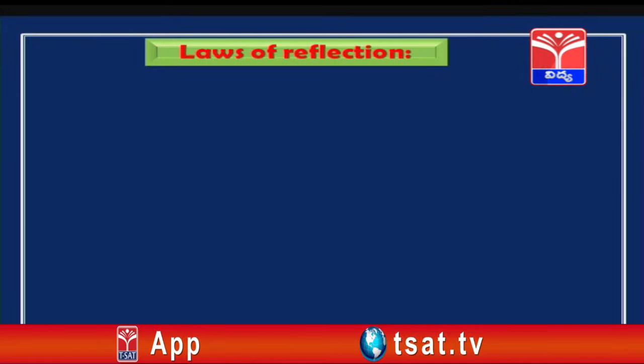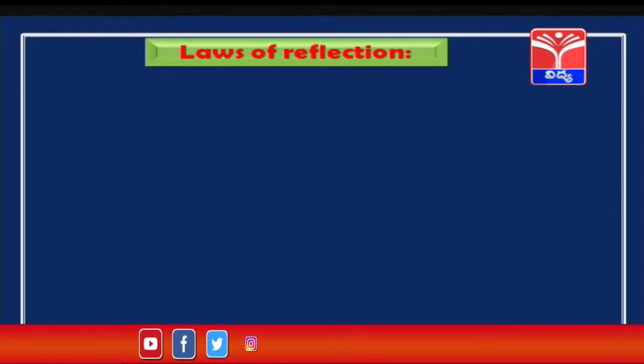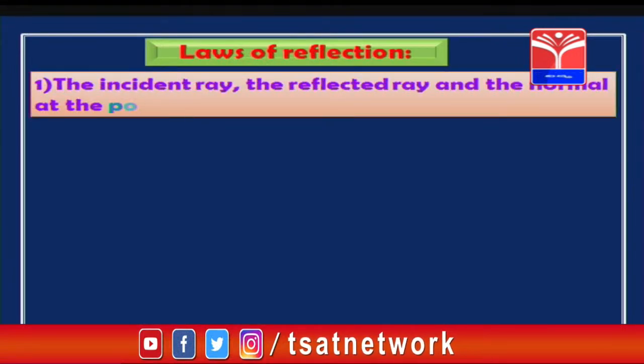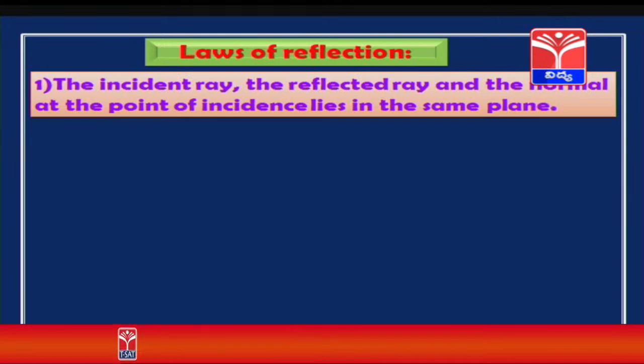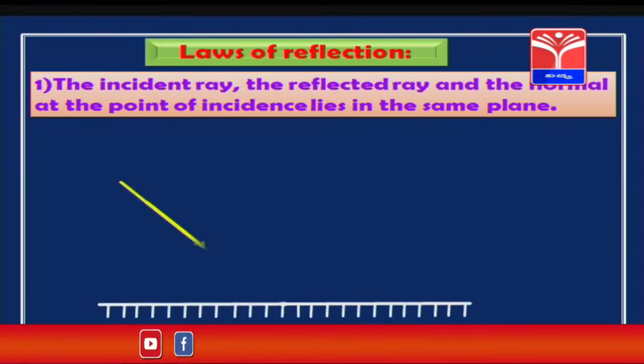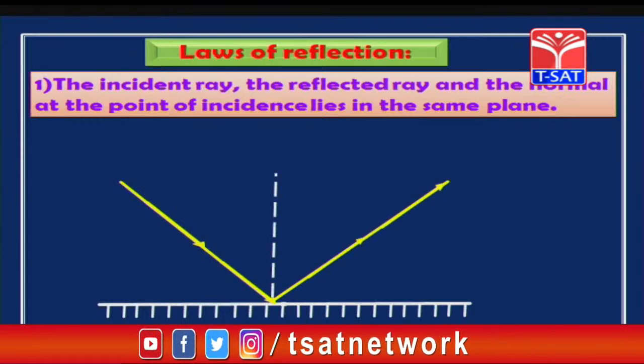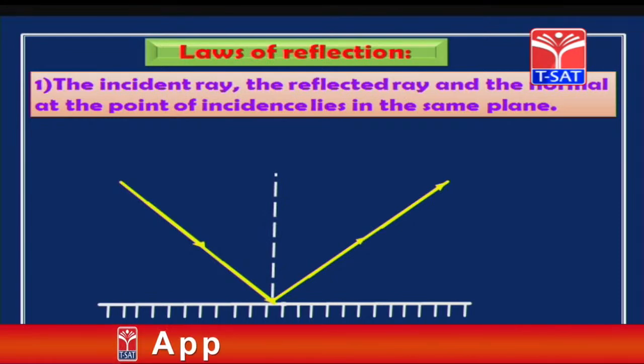Now, we will see the laws of reflection. There are two laws of reflection. The first one is the incident ray, the reflected ray and the normal at the point of incidence lie in the same plane. Here we can see the mirror, this is the incident ray, reflected ray, normal. These three lie in the same plane. This is the first law of reflection.